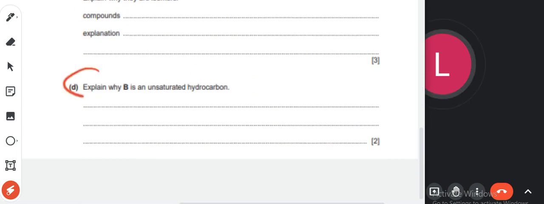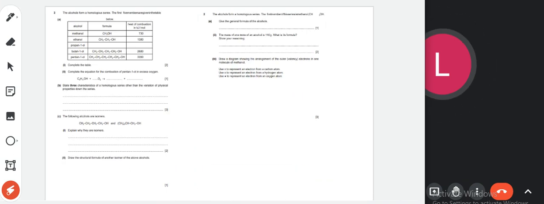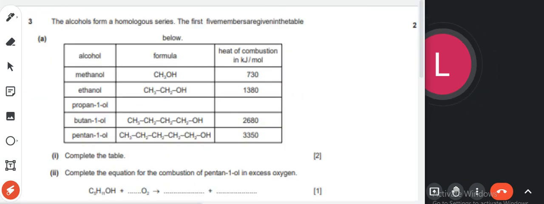A and B are unsaturated with double carbon-carbon bonds. And then it says, explain why B is an unsaturated hydrocarbon. Of course, you need to talk about the fact that it's a hydrocarbon because it contains only hydrogen and carbon, and the fact that it has a double carbon-carbon bond, which means it can be split into a carbon-carbon single bond, so it's more reactive. That means it can form other products, like we have in petroleum products. Okay, there are other questions.